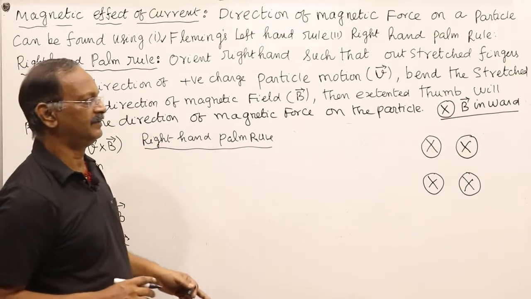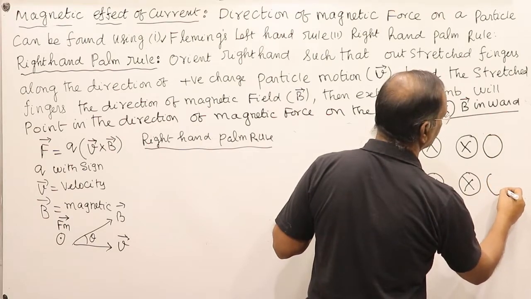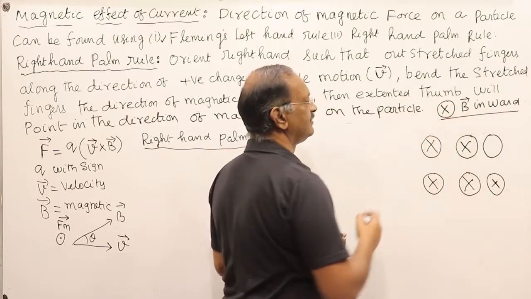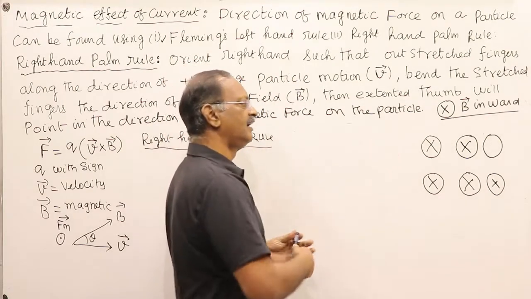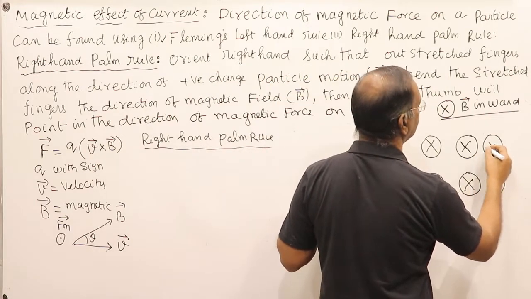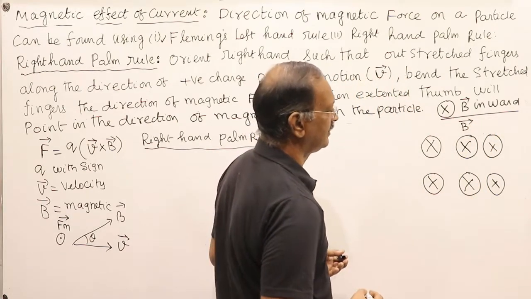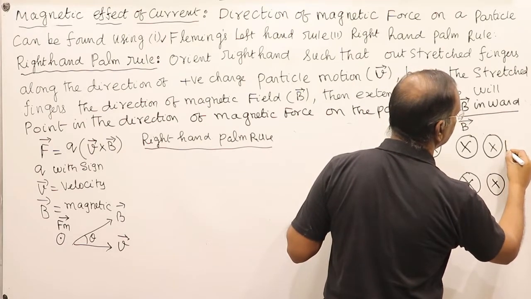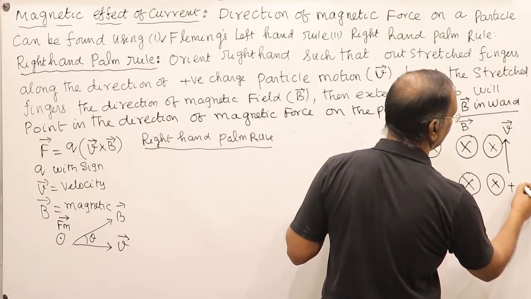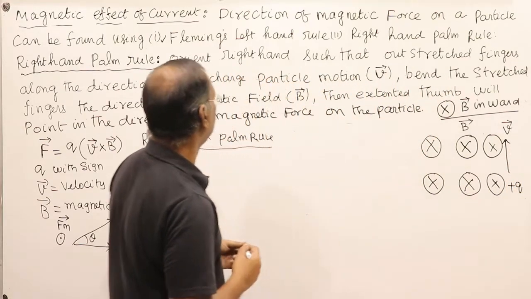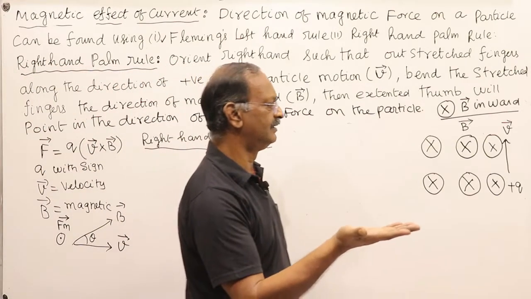Now let us take an example here. In this example, the magnetic field is inward, that is, into the plane of the board. And let us assume the particle is moving this way, and this is a positive charge, because the right hand palm rule is always for the positive charge.